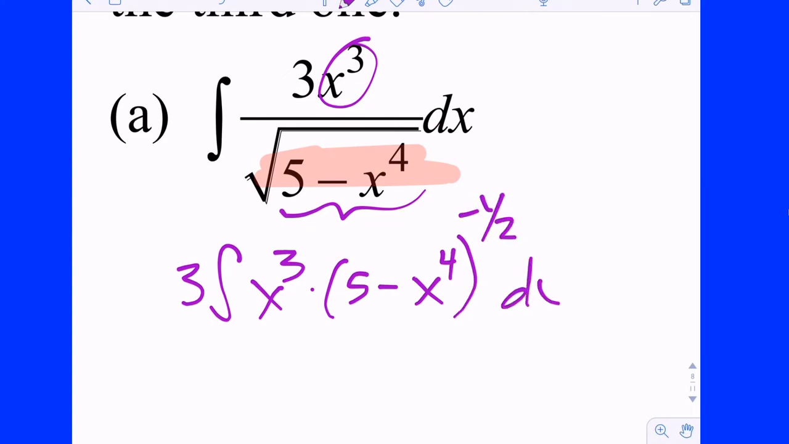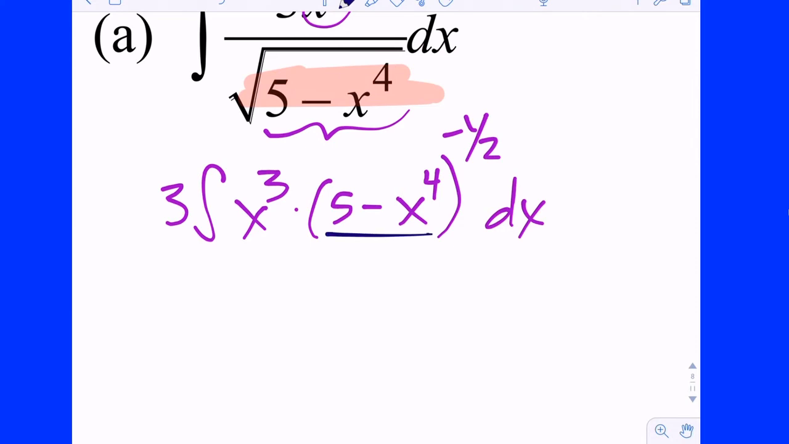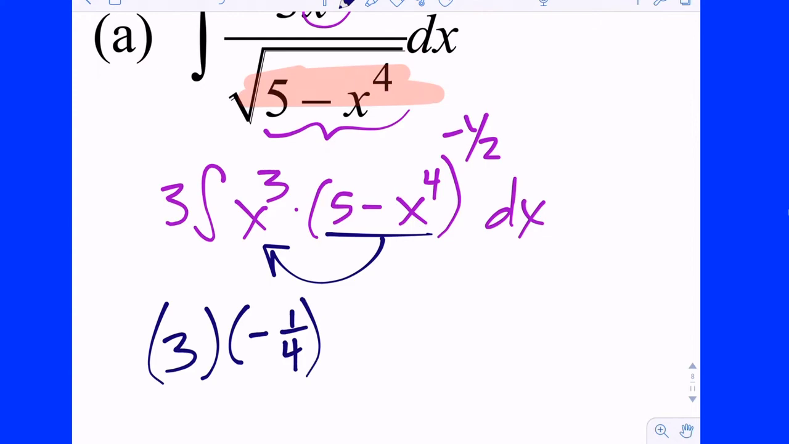Negative 1/2. Now maybe you can go right to the answer without doing that, but I would caution against it because it's easy to make a careless mistake. So now that you have it in that ready format for the power rule, the 3 goes along for the ride. You're going to have a correction of what? Negative 1/4, right? Negative 1/4. And then the x cubed gets packaged back up.